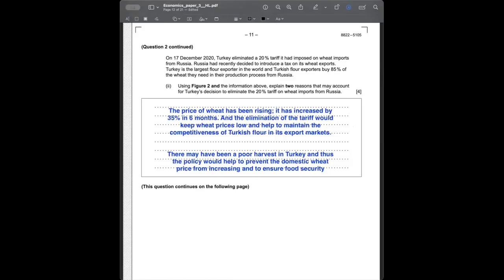First reason I can think of would be that the price of wheat has been rising. As we have seen from the figure above, it has increased by 35% in 6 months. And the elimination of the tariff would keep wheat prices low in that sense, so that it can help to maintain the competitiveness of Turkish flour in its export markets. Second reason I can possibly think of would be that there may have been a poor harvest in Turkey. Thus, the policy of eliminating the tariff, which is going to decrease the price, would help to prevent the domestic wheat price from increasing too much and ensure food security.